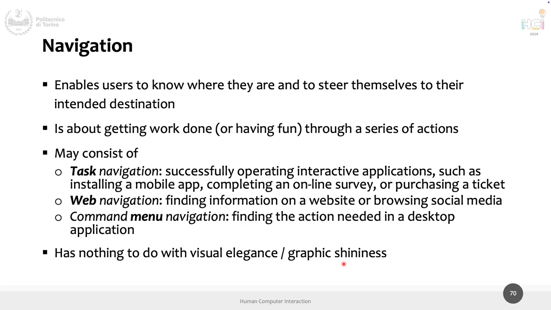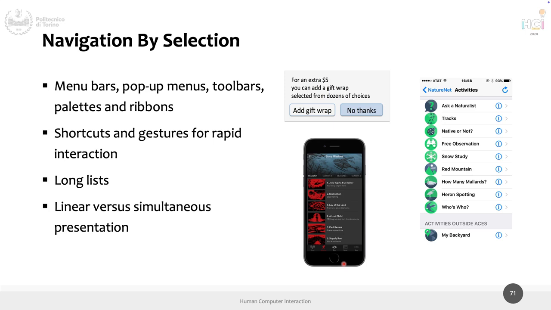And it may consist of three types of navigation: the task navigation, the web navigation or the app navigation, and the command menu navigation. The task navigation is operating successfully interactive applications, like installing an app. So it's more navigation within a task, with the same definition of task we gave. The web navigation, or within an app navigation, is finding information within the application or the web page, or browsing the application or web page. And the command menu navigation is instead finding information within a menu. And again, navigation has nothing to do with visual elegance, not even with colors in some way.